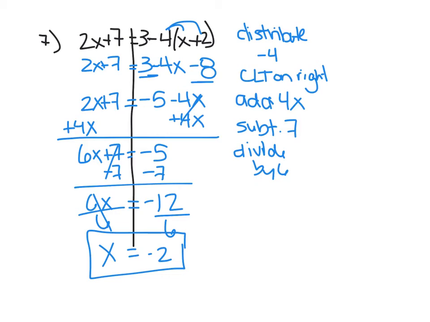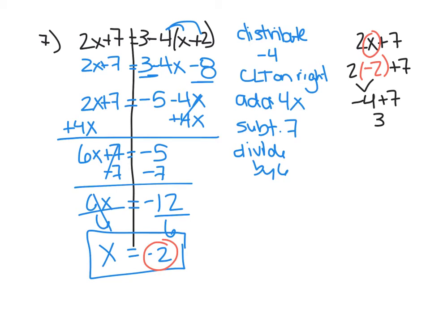Now we need to go through and do our check. So I'm just going to do the check on the left first. So I have 2x plus 7. I don't have a lot of room over here. We're going to take the x out and put negative 2 in its place. So I have 2 times negative 2 plus 7. Order of operations says we do 2 times negative 2, which is negative 4, plus 7. Negative 4 plus 7 is 3. So that's the first side.